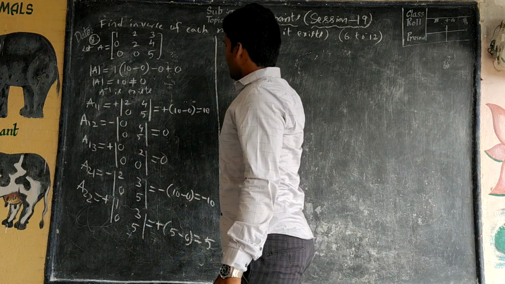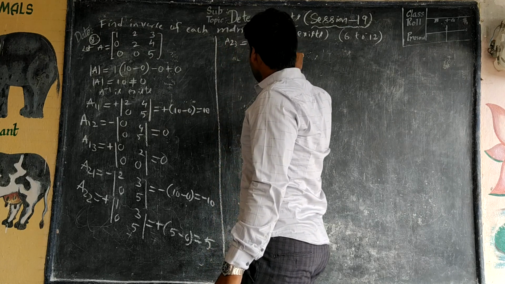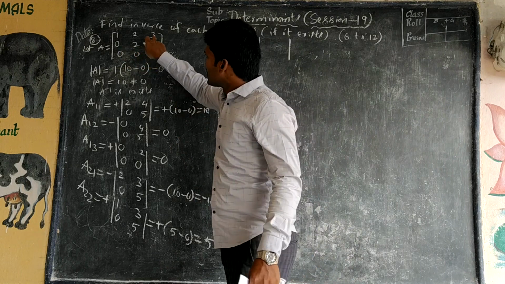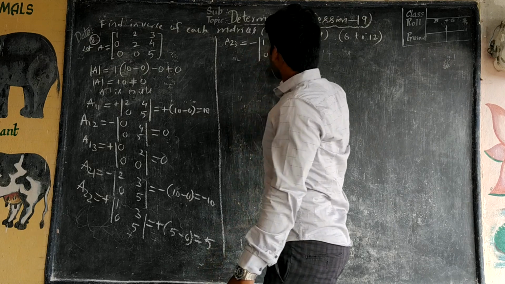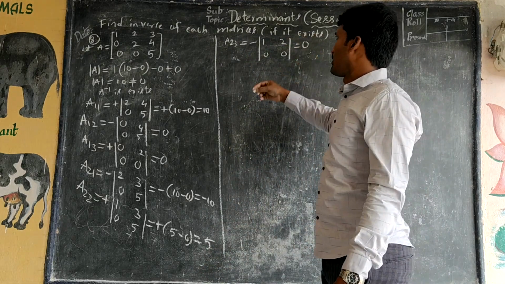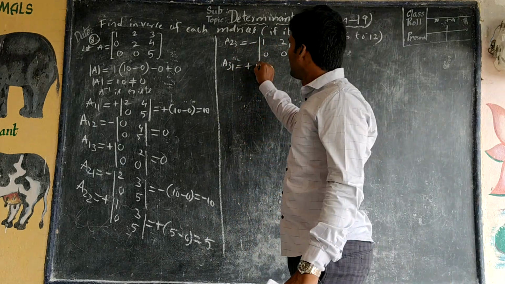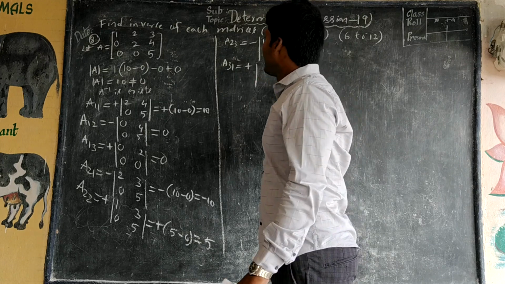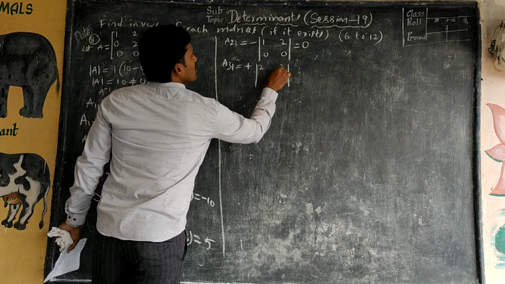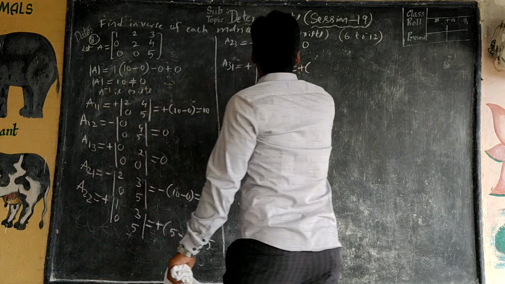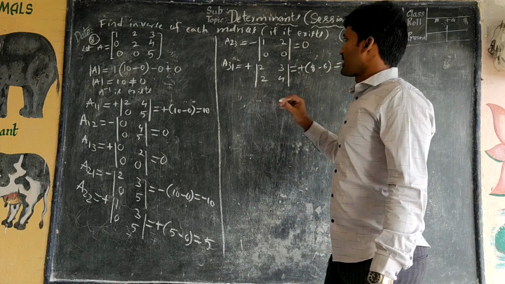Next, coming to A23. Second row, third column. What is the sign here? Minus. Second row, third column deleted, remaining 1, 2, 0, 0. Now 1, 2, 0, 0 means here 1 into 0, 0 into 2, total 0 only. Next, A31. What is the sign? Plus. Plus is the sign here. Clearly the determinant of: by deleting the third row and first column, remaining 2, 3, 2, 4. Plus of 2 4s are 8 minus 6. 8 minus 6 is 2.